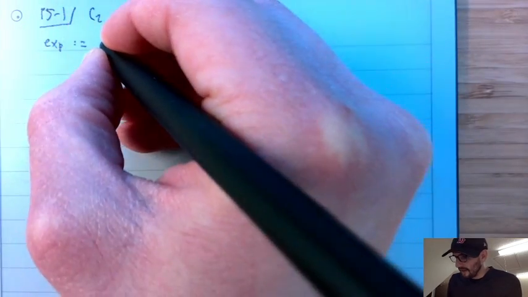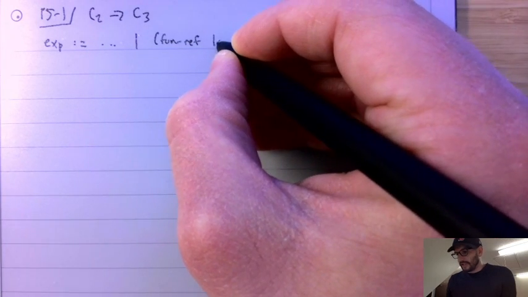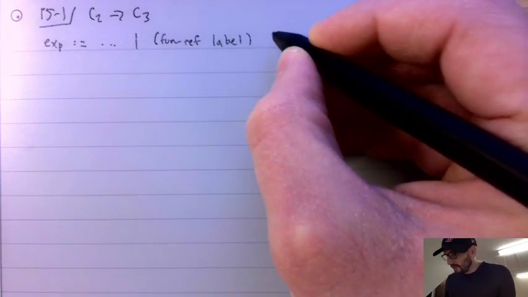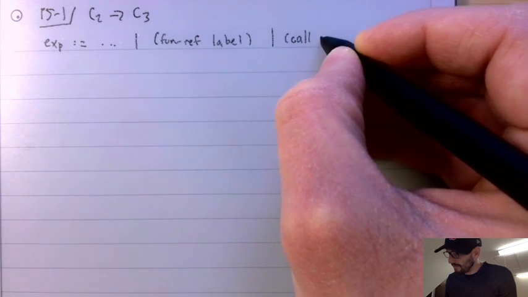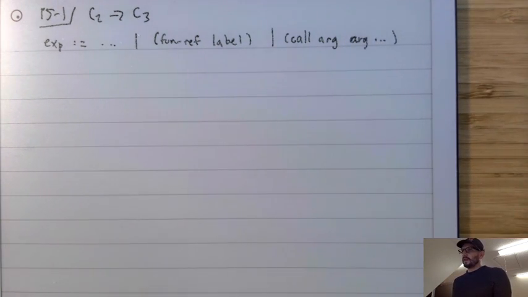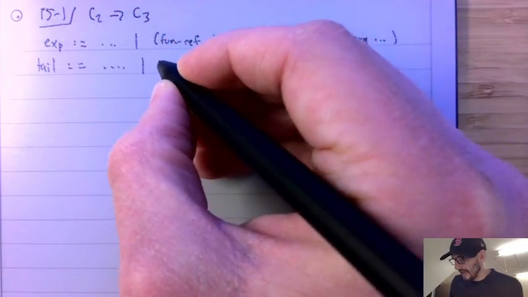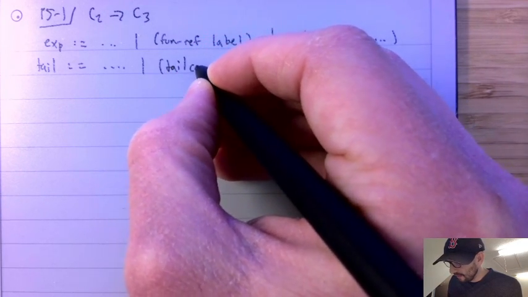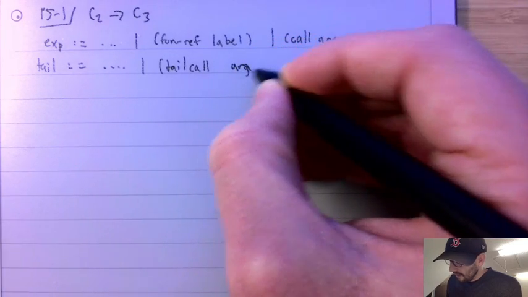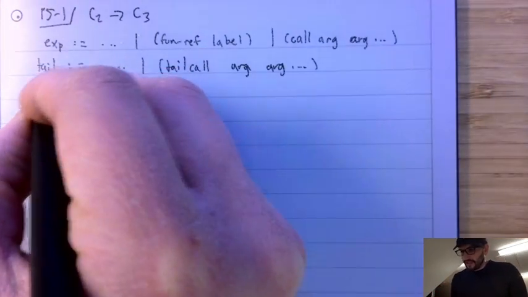So expressions are going to be modified in the following way. We're going to introduce the funref form, which is going to have a label, and we're going to have the call form, which has arguments. We're going to have the tail form. It is going to be modified to have a new thing, which is a tail call, with arg dot dot dot.